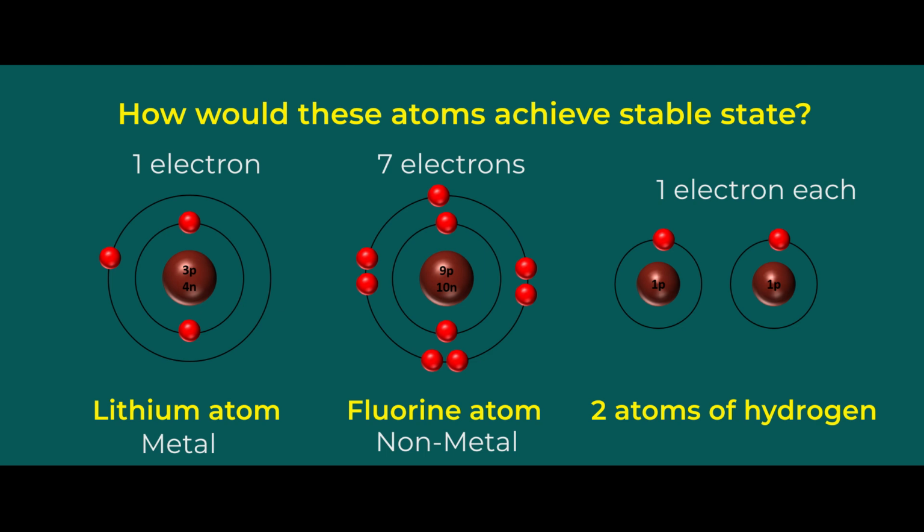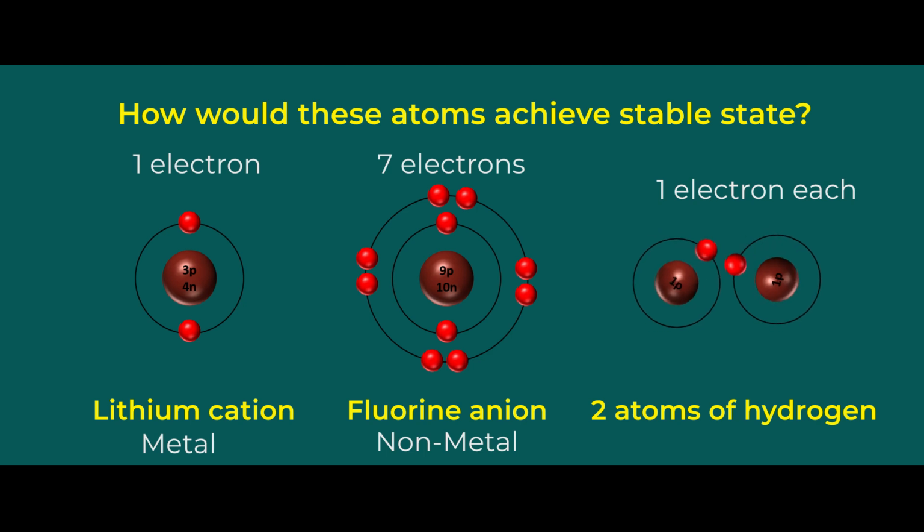So now look at that lithium atom. Lithium is losing 1 electron and lithium has 1 shell and has 2 electrons in its outermost shell, and it is stable now. Fluorine atom is having only 7 electrons in its outermost shell, and it is gaining 1 electron, and it has 8 electrons in its outermost shell, and now this fluorine atom is also stable. Look at the 2 atoms of hydrogen. What they're going to do? They are sharing electrons, and both the atoms have 2 electrons in their outermost shell, and they are stable now.